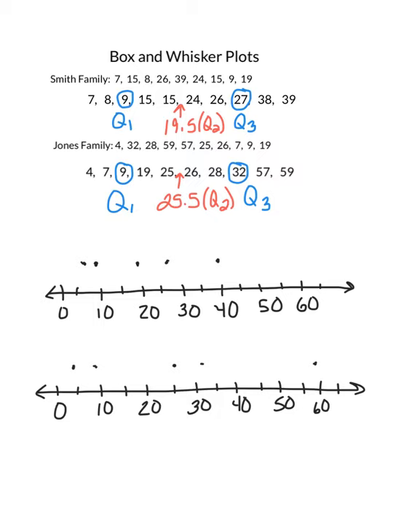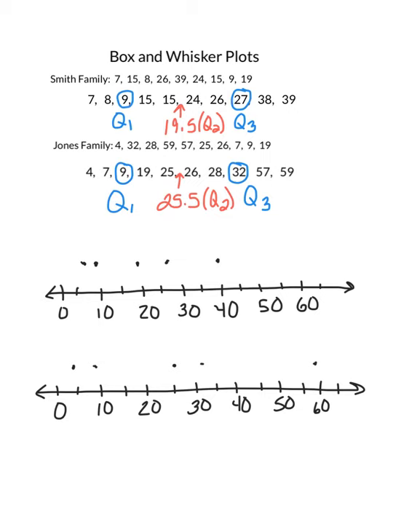And I also then did that on the bottom number line with the Jones family. The lowest number was 4. There's my dot. Then comes my quarter 1, which is 9, a little bit before the 10. And again, I'm drawing these freehand. I'm making them as neat as possible. Okay, my middle here, my quarter 2, is 25.5, which is about right here. My quarter 3 is 32, which is about here. And my highest number is 59.